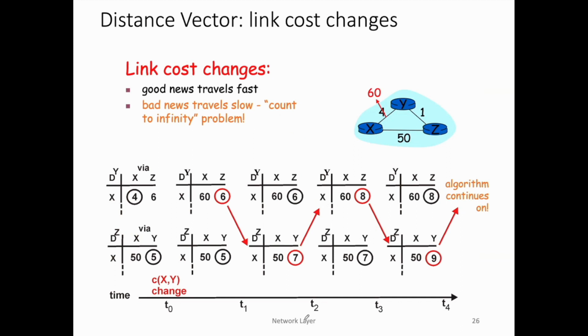Okay, but look at the other scenario. What if the least cost has changed from 4 to 60? Then what do you think? How many iterations are required? Do you think that the algorithm terminates in a couple of iterations? No, right? So it's bad news, and bad news travels slowly, right?